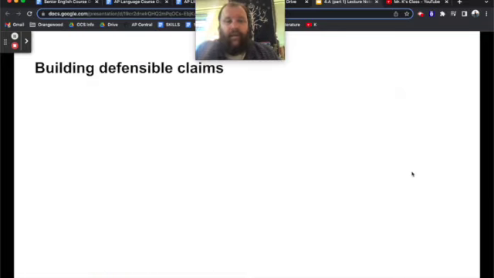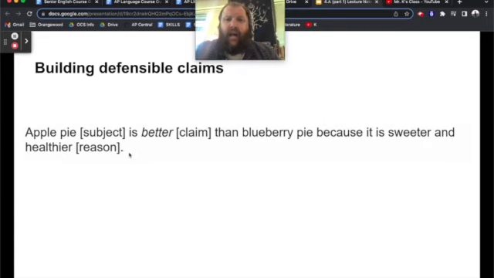So how do we actually do that? A really good way to remember or to think through this is having a subject, a claim, and a reason. All right. So if you put a sentence together pretty simply this way, you can go like this: apple pie, it's the subject, is better, that's what I'm claiming, than blueberry pie because it's sweeter and healthier, the reason. All right. Kind of a tongue-in-cheek example. But the idea being the apple pie is better than blueberry pie because it's sweeter and healthier.